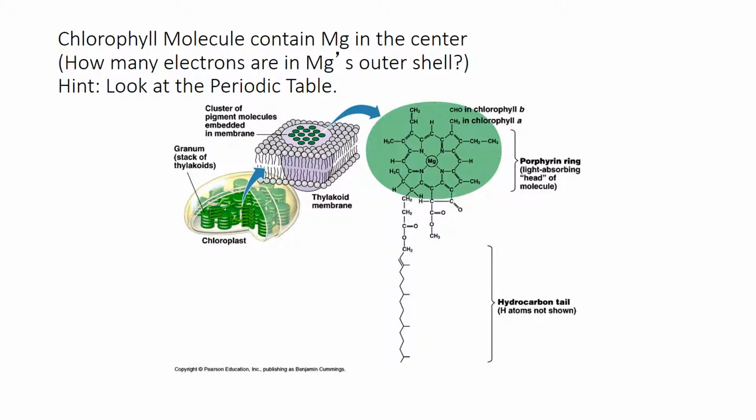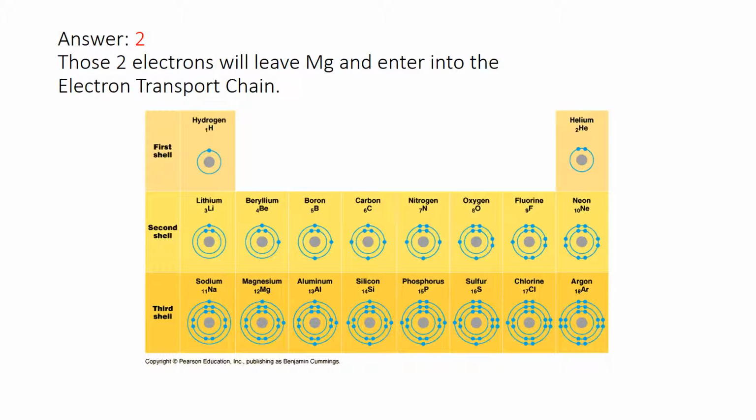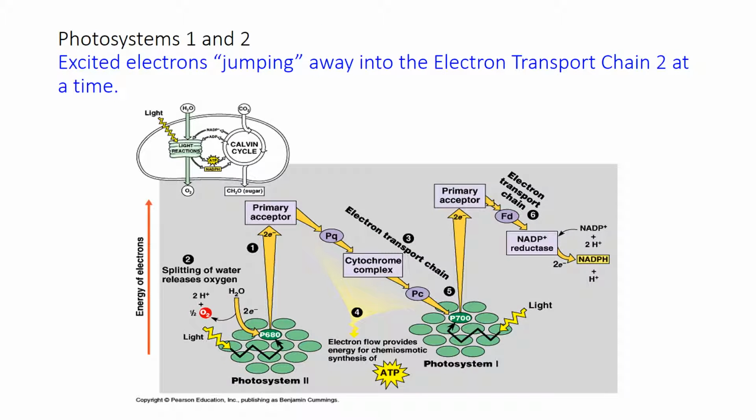Okay, and at the center of that chlorophyll molecule is magnesium. And this is really important because if you look at it on a periodic table, you will see that magnesium is in column 2, which means it has how many valence electrons? They get boosted up to a higher energy level. And so now what do we got to do?